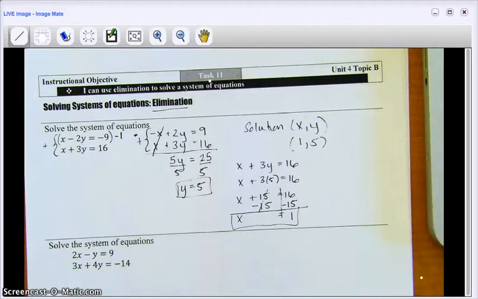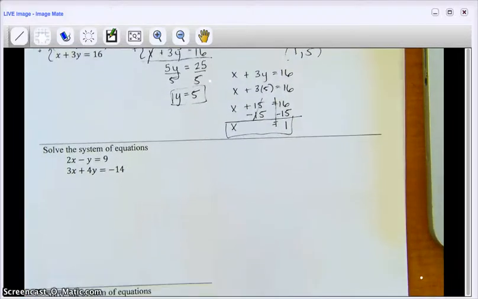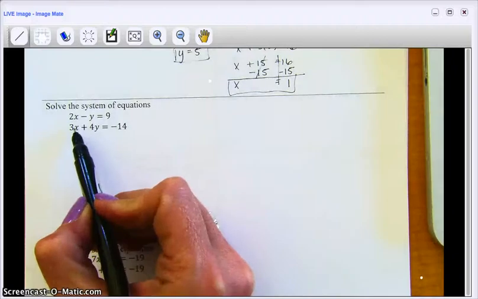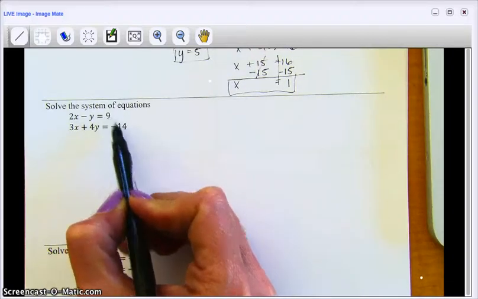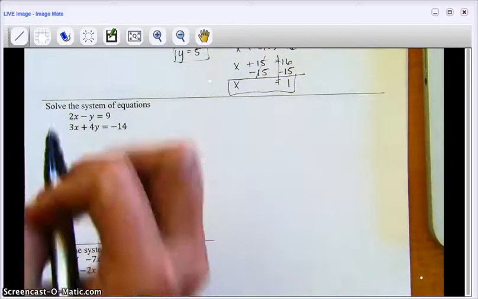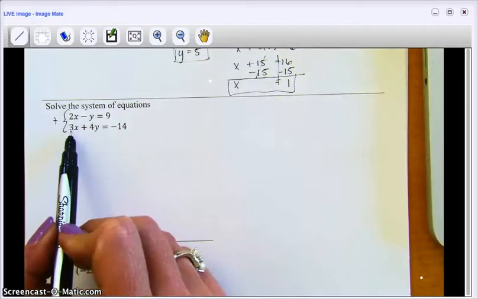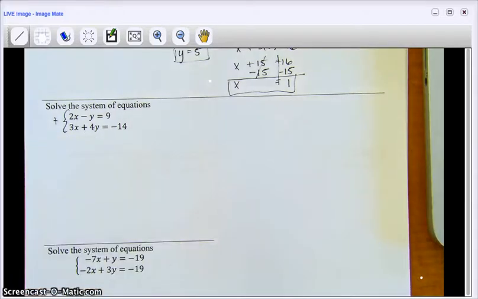Next, I'm going to take a look at another system, and in this case, same problem. All my x's are lined up, and my y's are lined up, and my equal signs are lined up, and my constants are lined up. But if I add these two together, nothing is going to cancel out. I get a positive 5x, I get a positive 3y, so that's not going to work. I'm going to need to change one of these.